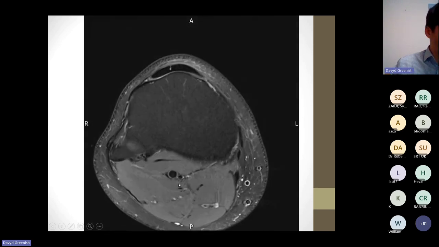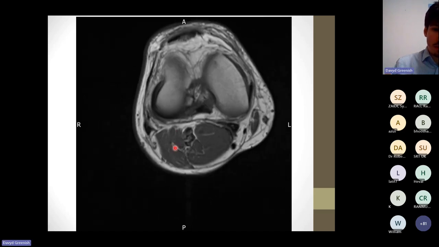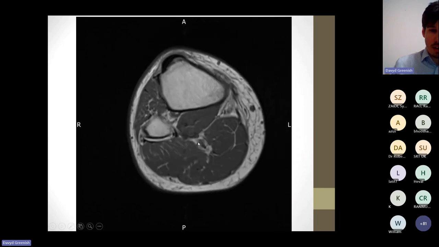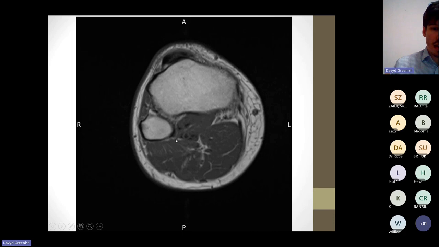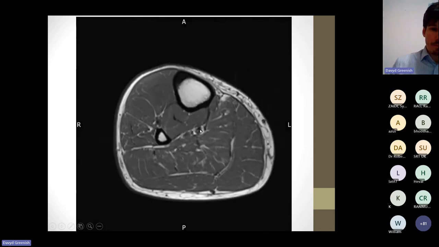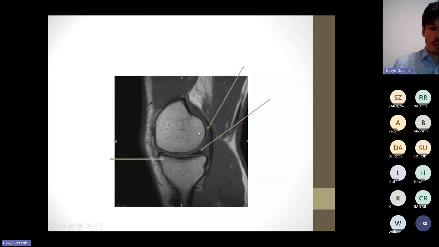I think I've got another case which is even nicer. So this is the plantaris here. That's quite a nice demonstration of it on this T1 sequence. So you can see it coming down and traveling more medially. And you can also see the soleus on this patient arising from the fibular head here. So you've got gastrocnemius medial and lateral heads, and soleus just coming in here deep to those gastroc muscles.